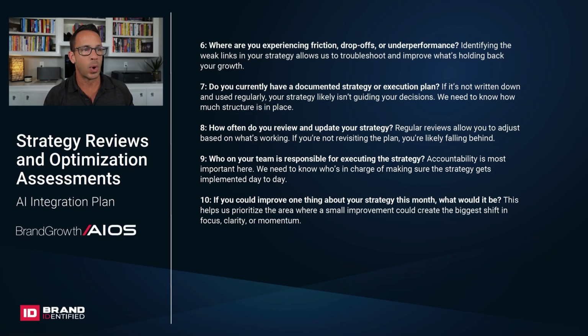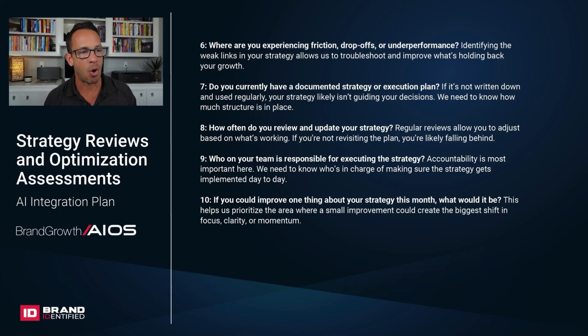Question number 6, where are you experiencing friction, drop-offs, or underperformance? Identifying the weak links in your strategy allows us to troubleshoot and improve what's holding back your growth. Question number 7, do you currently have a documented strategy or an execution plan? If it's not written down and used regularly, your strategy likely isn't guiding your decisions. We need to know how much structure is already in place.